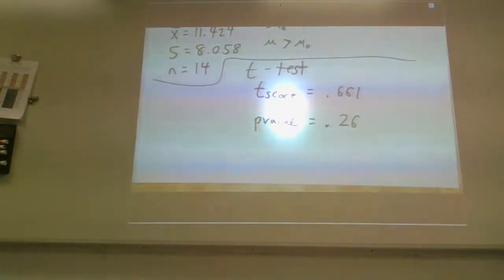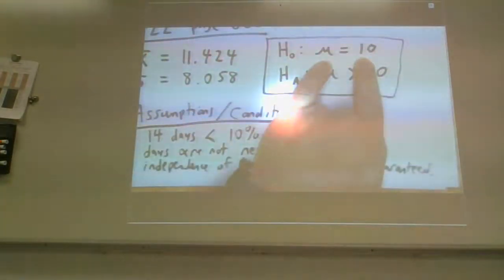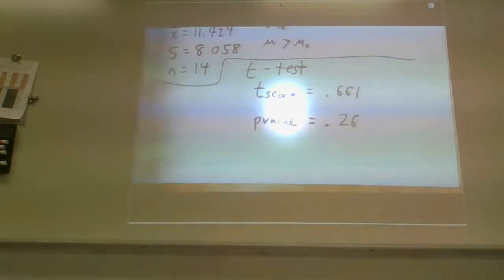But what are we failing to reject? We are failing to reject this null hypothesis, meaning we don't have enough evidence to reject it. We don't have enough evidence to show that he is spending more than $10. We are failing to reject this, meaning evidence shows that he's not overspending $10. And we will come to that conclusion in a few moments. I just want to show you how these particular things were calculated.